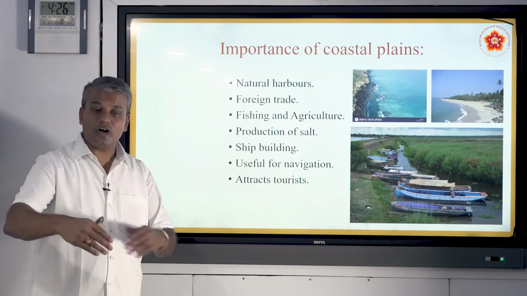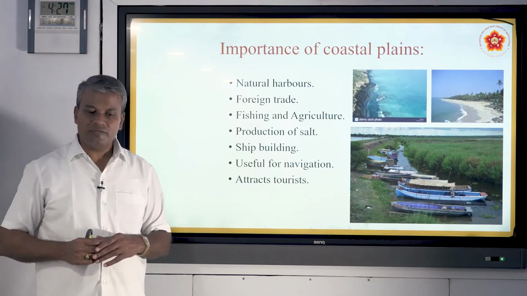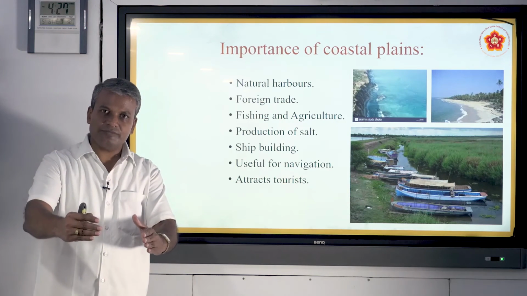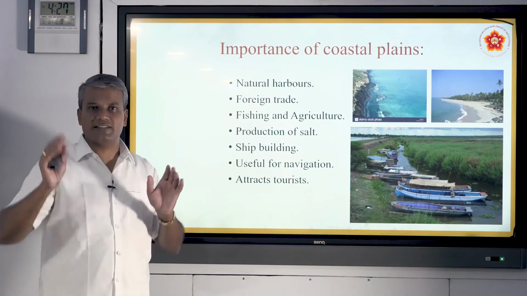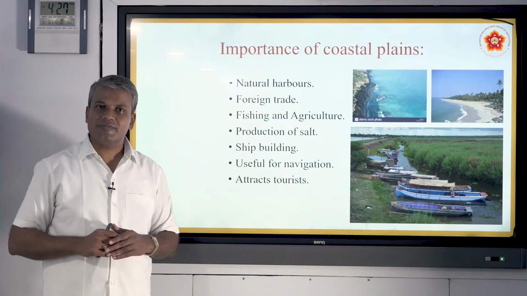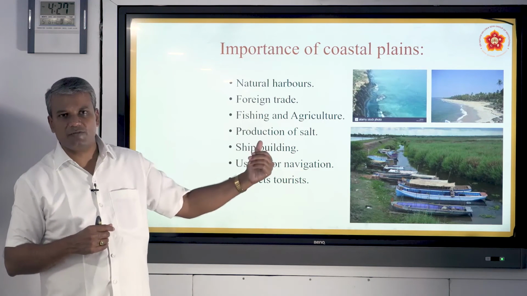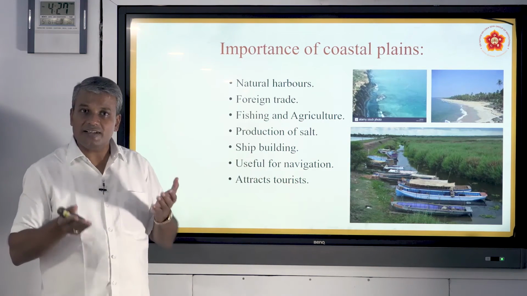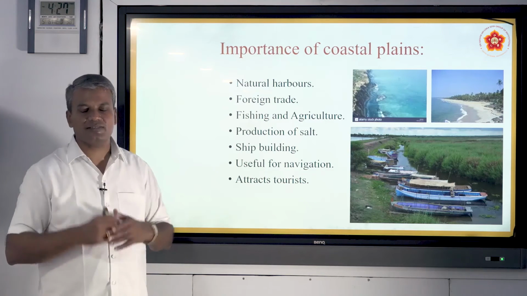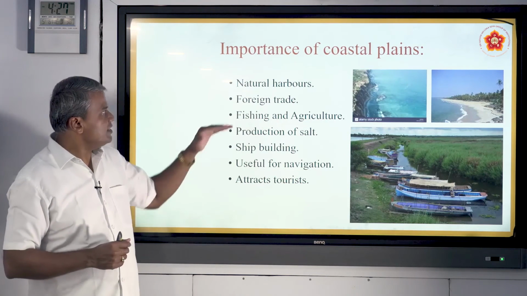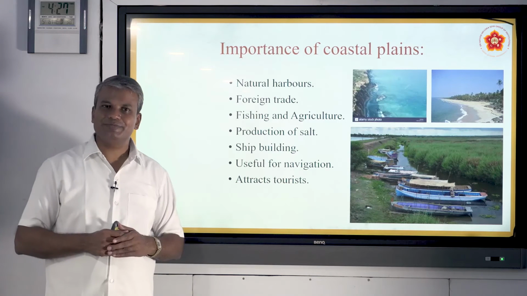Otherwise they have to create artificial harbors where the ship can stop and loading and unloading will take place. It's very difficult. So, because of our east coastal plain and west coastal plain, many harbors were created naturally. And next is foreign trade.